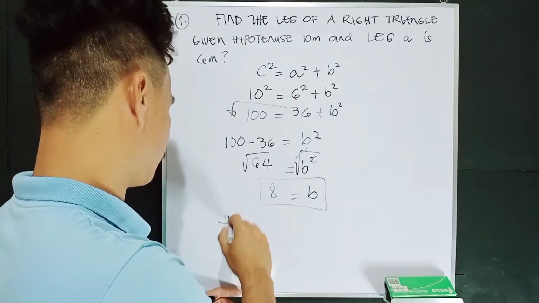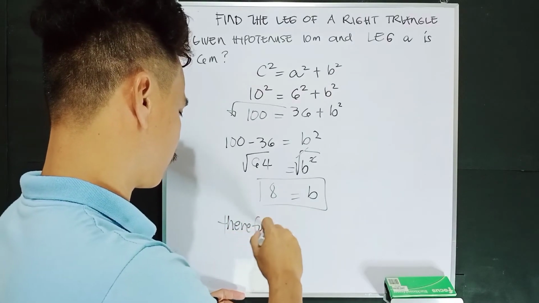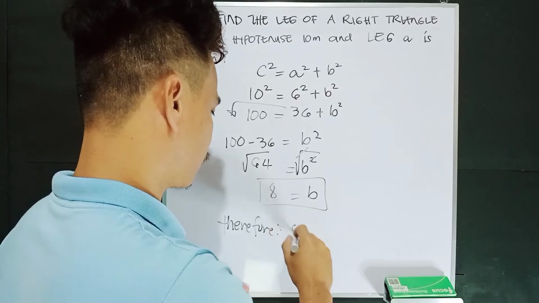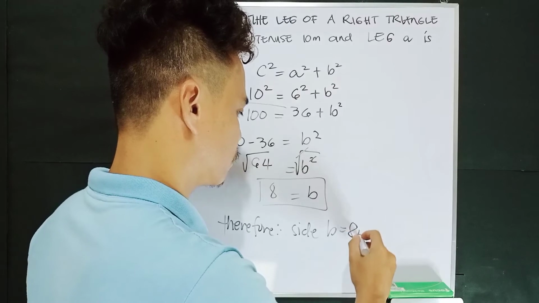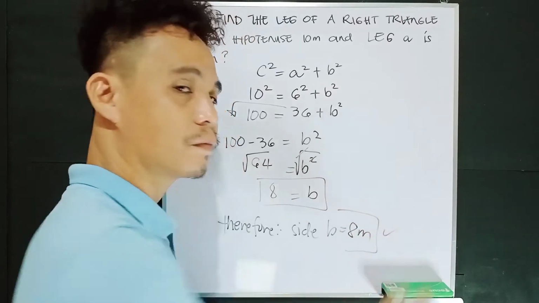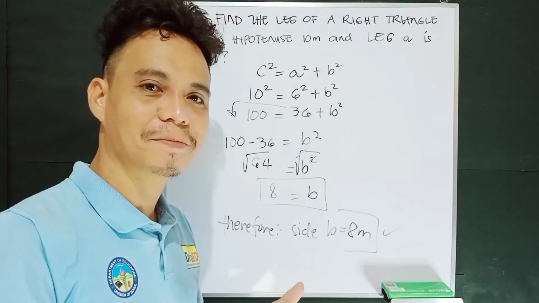So therefore, side B is equal to 8 meters. Okay, I hope na.